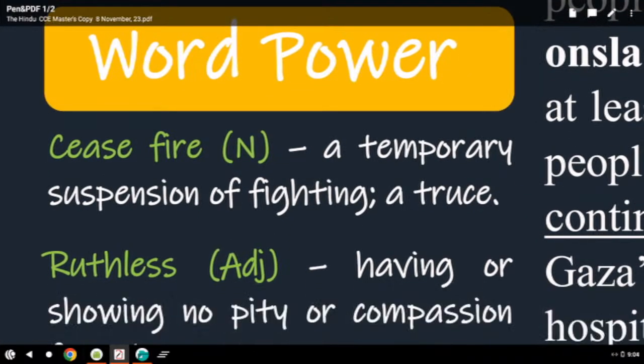So cease fire, cease means what? To stop. Cease fire, a temporary suspension of fighting, stopping something. But underline the word truce, T-R-U-C-E. This is used in everyday English. Imagine you're fighting with your friend or your brother at home. Suddenly you feel you're going to lose. Then you say truce. Have you heard of this word? Means we have to take a break. We have to stop fighting.